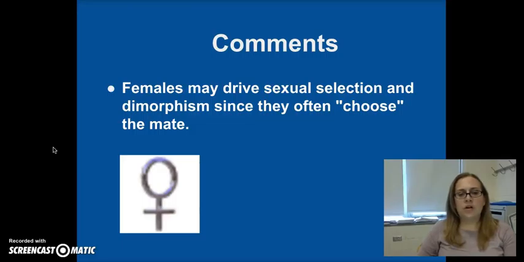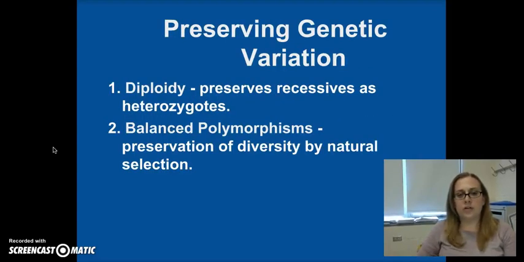So females often drive sexual selection and dimorphism because generally females are the choosy gender. They're the choosy mate, meaning that they devote so much time and energy to raising and caring for the offspring that they want to make sure that they're choosing the best mate possible so they have the best offspring possible. And so they're going to be the ones driving this sexual dimorphism, because oftentimes, if you're talking about deer, the male with the biggest antler rack would be the most successful. And so females are going to tend to choose those types of animals to mate with.